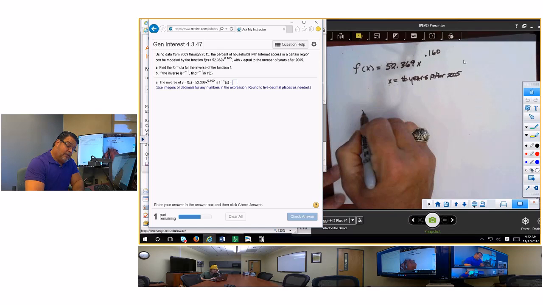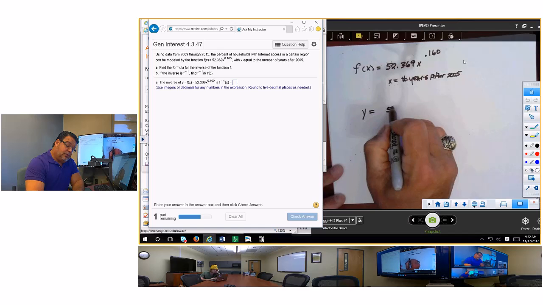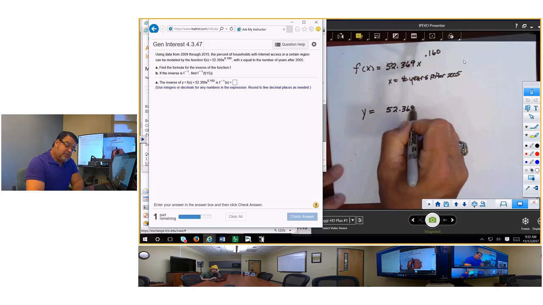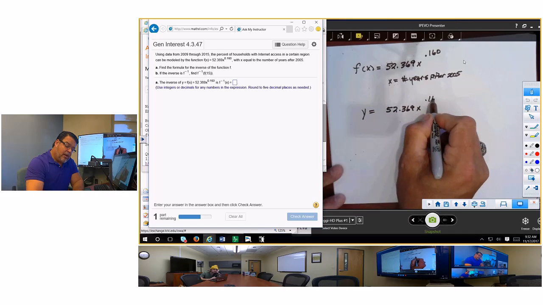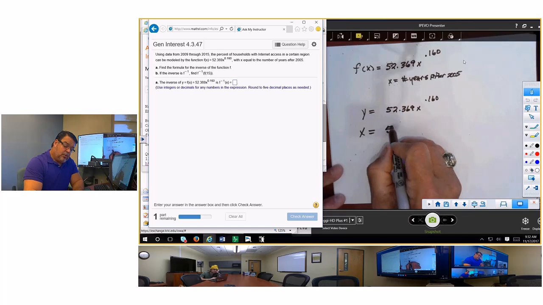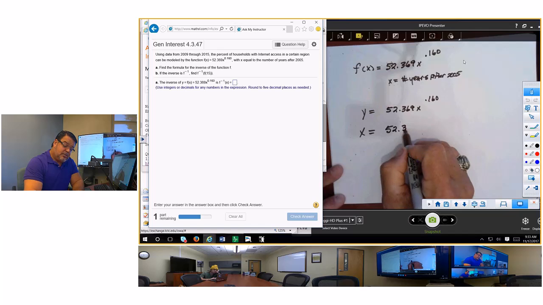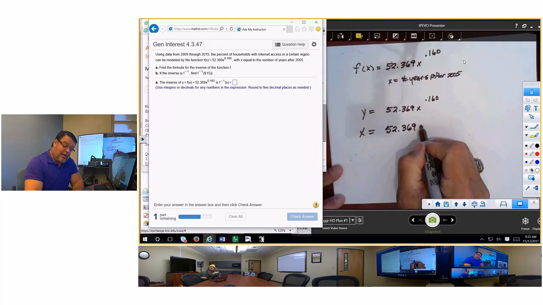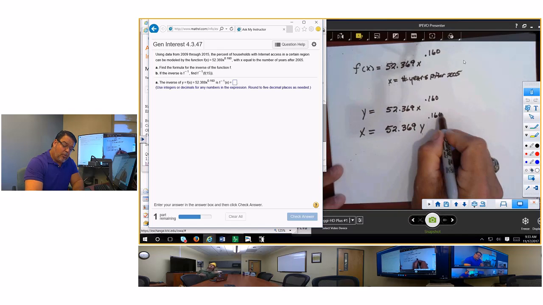So y is equal to 52.369 x to the 0.160 power. X is equal to 52.369 y to the 0.160 power.